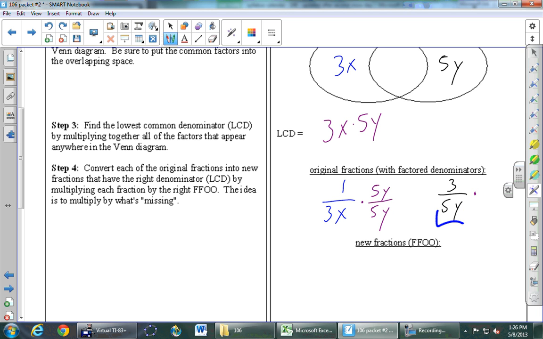This fraction already has 5y. What is it missing? 3x. So we put that next to it downstairs, because that's what I want, and then upstairs because that's what I have to do. Questions on that?